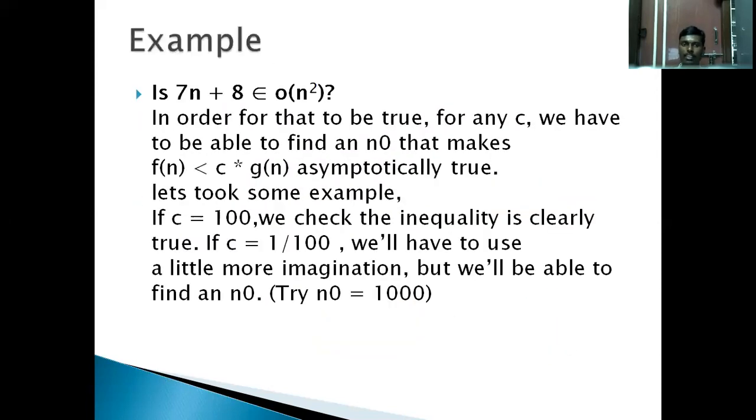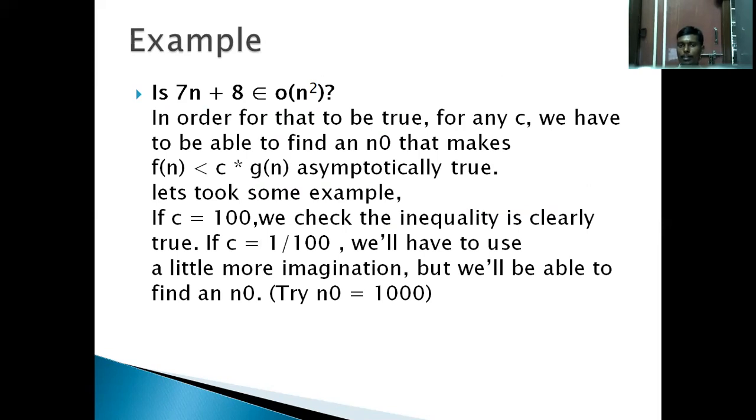Here is an example. Does 7n plus 8 belong to order of n square? In order for that to be true, for any c we have to be able to find an n naught that makes f of n less than c times g of n, which I said before, is asymptotically true.